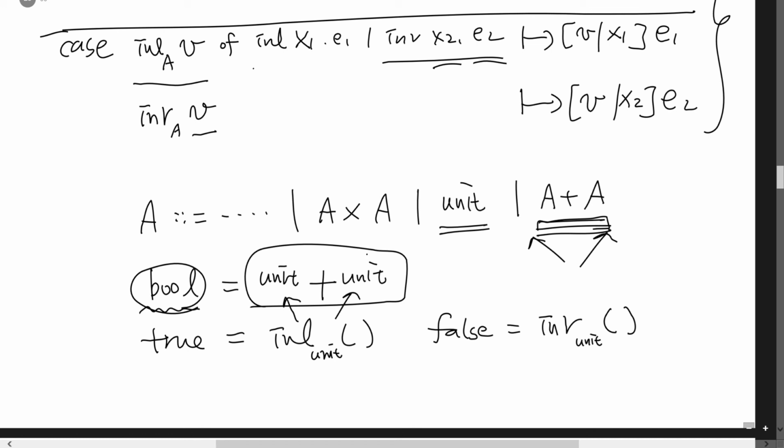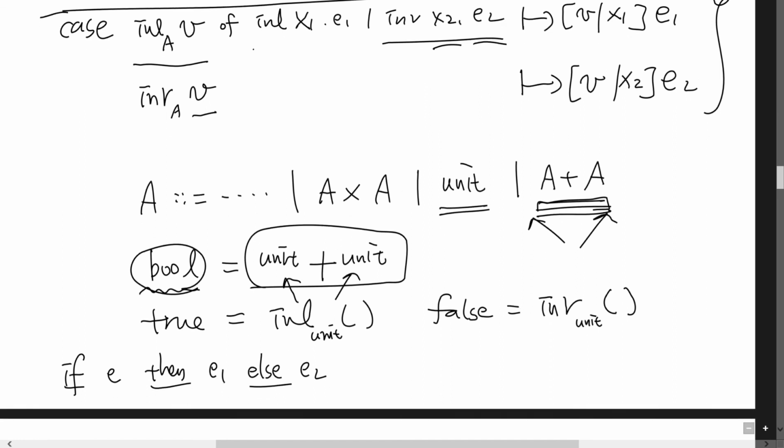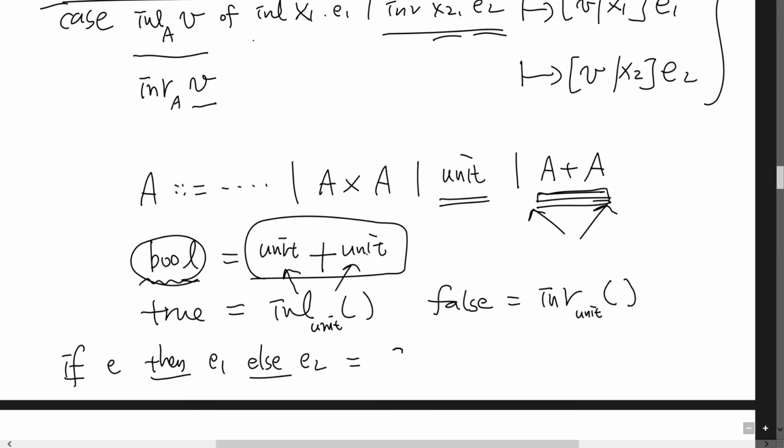Then what about if then else? If E, then E1, else E2. So we'd like to perform case analysis on the expression E, and if this is injection left, then we take expression E1. And if this is the right choice, that is, if it was created with injection right, something, then we take this else branch.